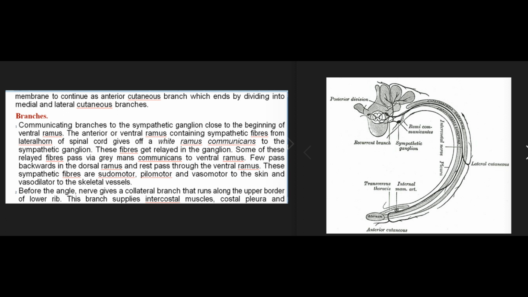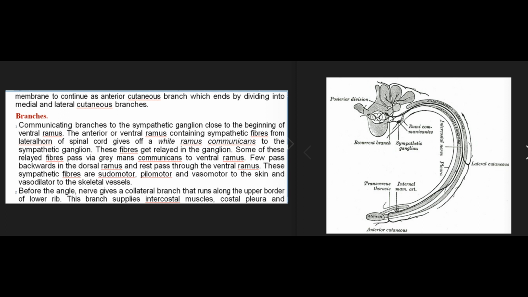The anterior or ventral ramus containing sympathetic fibers from lateral horn of spinal cord gives off a white ramus communicans to the sympathetic ganglion. These fibers get relayed in the ganglion. Some of these relayed fibers pass via gray ramus communicans to ventral ramus. Few pass backwards in the dorsal ramus and the rest pass through the ventral ramus. These sympathetic fibers are pseudomotor, pilomotor and vasomotor to the skin and vasodilator to the skeletal vessels.